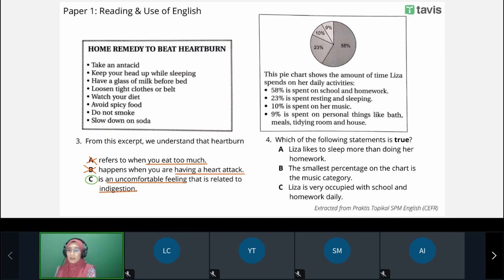Okay, let's try and have a look. How did you get the answer C? Can you tell me, Kai Xuan, how did you get the answer C? Can you try and speak to me? Hi. So, oh yeah. Because school and homework, she has taken most of the percentage. Okay. That's what I just see. Did you just guess or you actually try and look carefully? No, I look at the percentage. Okay, you look at the percentage. Okay, thank you.